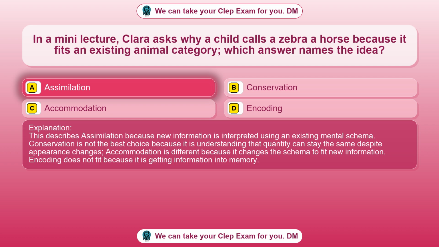Conservation is not the best choice because it is understanding that quantity can stay the same despite appearance changes. Accommodation is different because it changes the schema to fit new information. Encoding does not fit because it is getting information into memory.